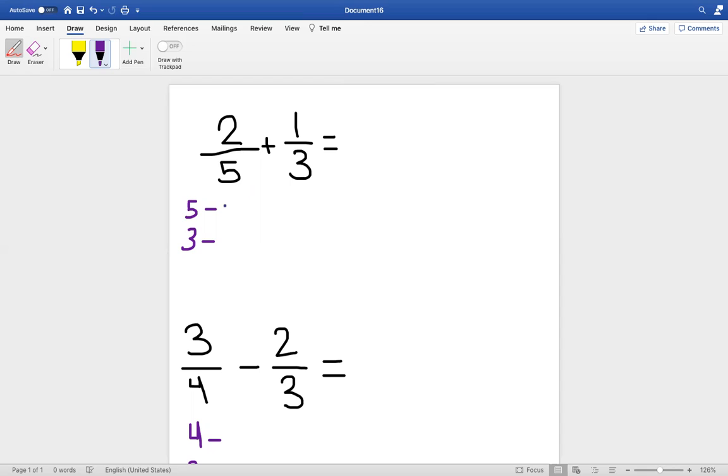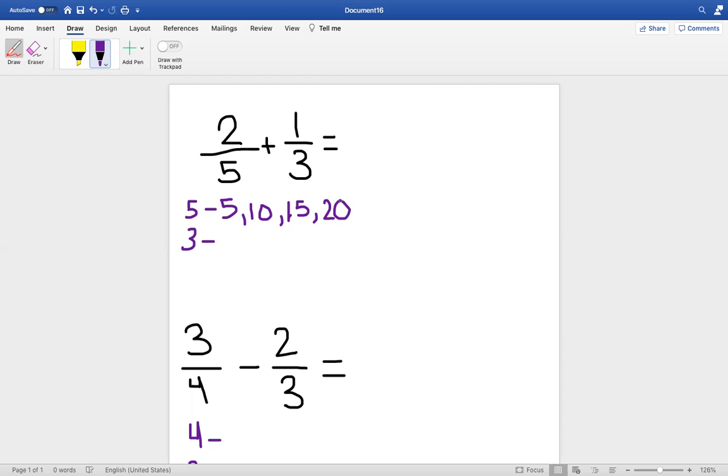So if I write out the multiples of 5, we're going to have 5, 10, what would come next? 15, then 20. I'm going to pause here.